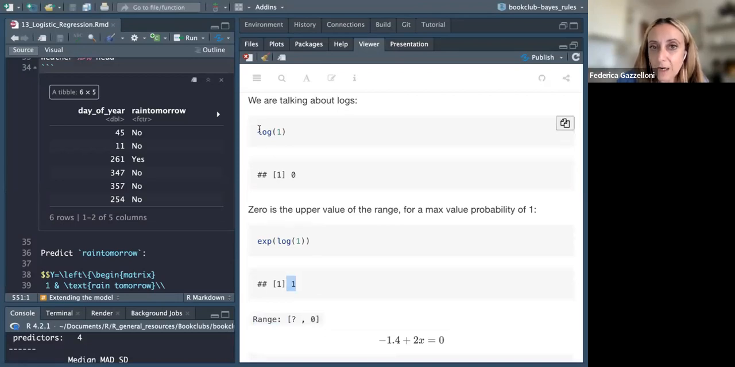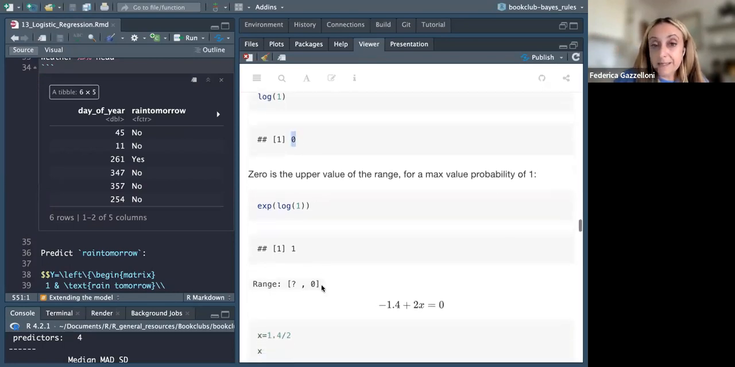Okay, so the log of one, which is my probability, goes from zero to one. So one is my upper value of my range of probability, so that it will rain 100% sure. So it is one, and I put it inside the log. And this is zero. So I assume that the upper value of my range is zero. Then I need to find the other one.